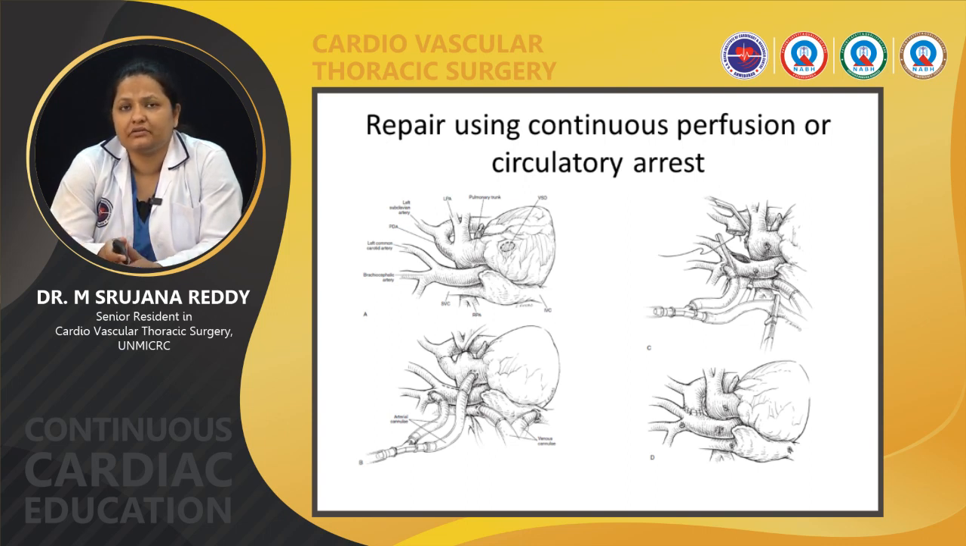After extensively dissecting the arch vessels and the DTA up to the second intercostals, direct anastomosis is performed. We have to carefully ligate the duct, excise the ductal tissue completely, and then in the same sitting the VSD also can be closed after arresting the heart.